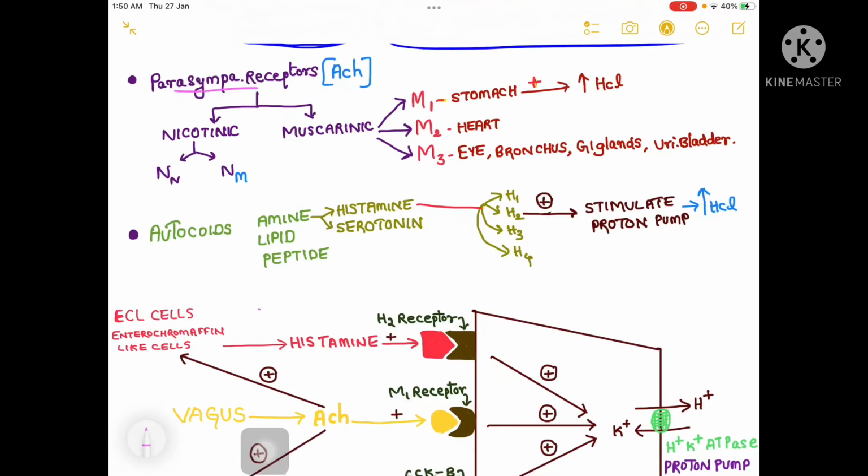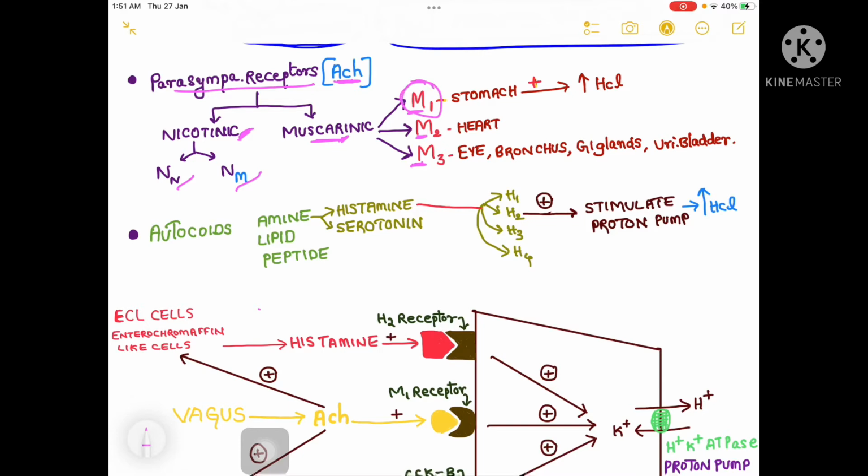We have the parasympathetic nervous system and its receptors. The main neurotransmitter of the parasympathetic nervous system is acetylcholine. Coming to the receptors, there are two types: the nicotinic type and the muscarinic type. Nicotinic receptors are NN receptors and NM receptors. The muscarinic receptors are M1, M2 and M3. Here we focus on the M1 receptor.